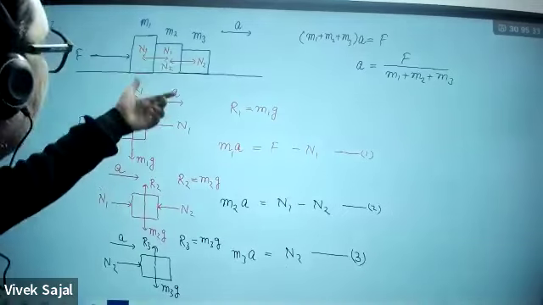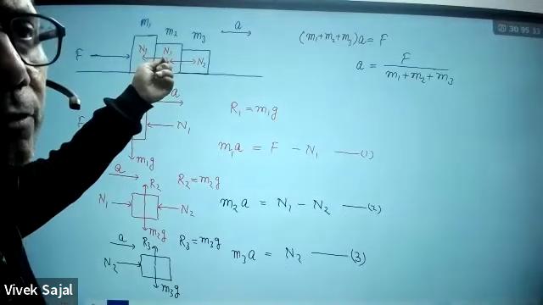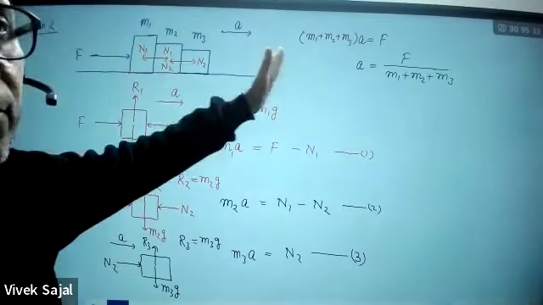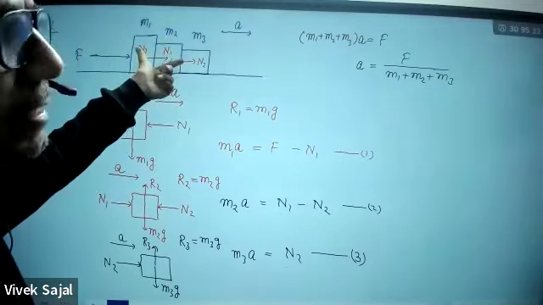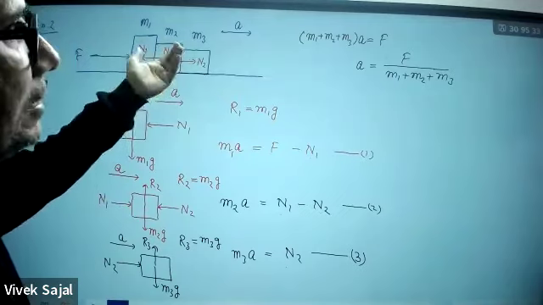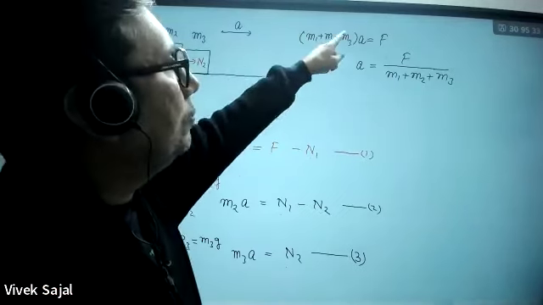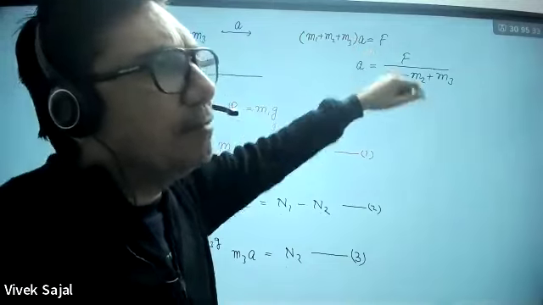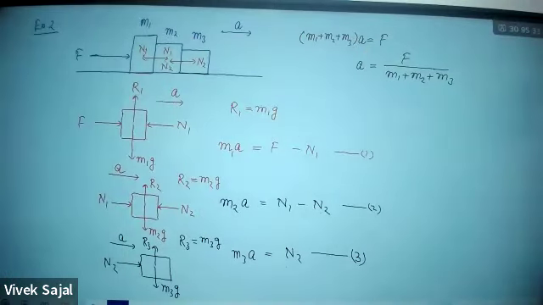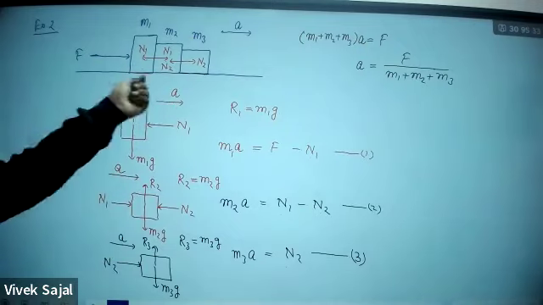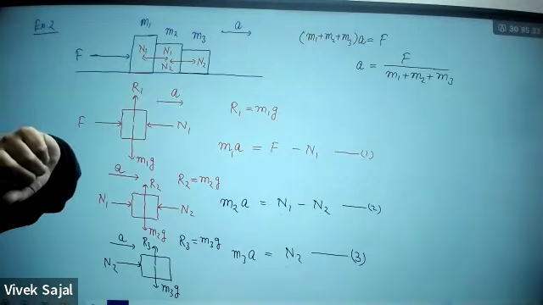Otherwise, you can observe directly. Net internal forces will be zero. Only one external force is acting, that is F. So this F is causing an acceleration in all the three. So even directly, you can write M1 plus M2 plus M3 into A, that will be equal to F. Okay, but we have to learn how to write these equations. So this is the acceleration with which these three blocks together are going to move.